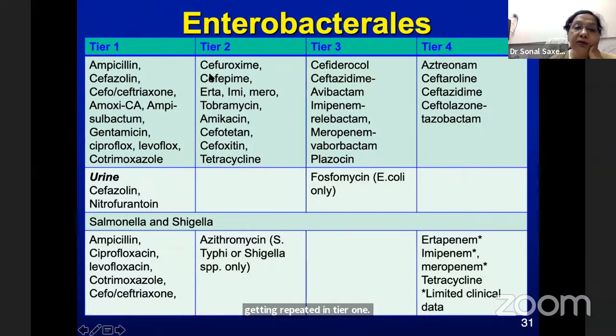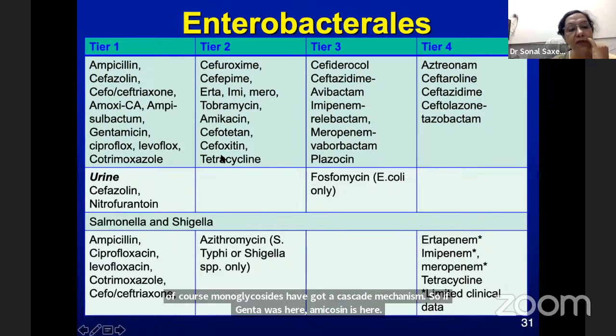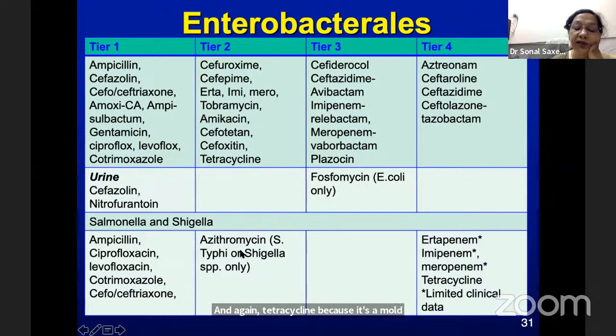Tier 2, of course, is a little higher, and all the carbapenems are here. Then, of course, aminoglycosides have got a cascade mechanism. So if gentamicin was here, amikacin is here. And again, tetracycline, because it is rarely that you find resistant strains nowadays, because of less usage. Then, for Salmonella and Shigella, it is azithromycin for typhi and Shigella species only.